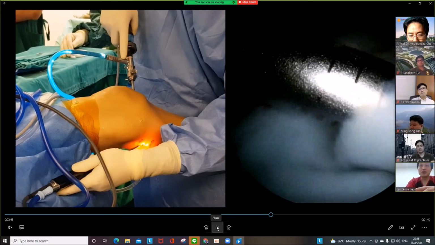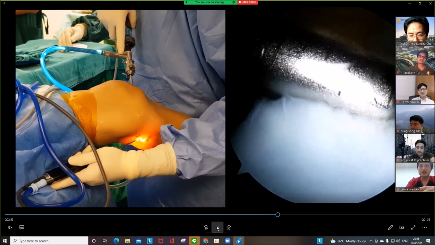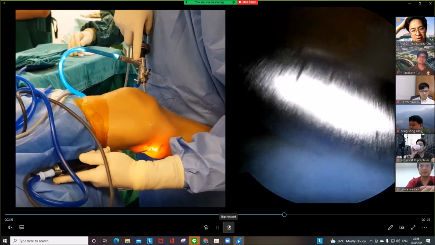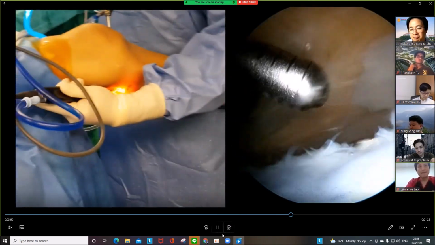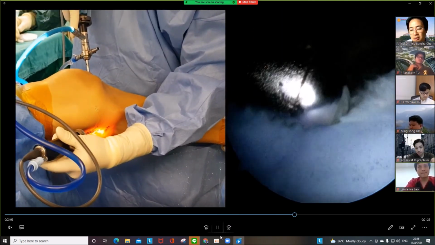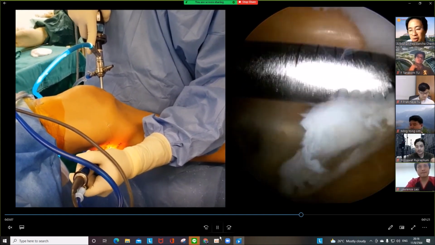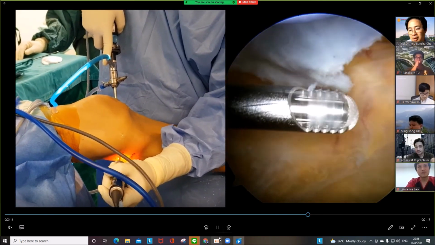Sir, do you prefer a big shaver or a small one? This routine size, 4mm shaver, routinely, same. Very careful. Go slowly, like that.